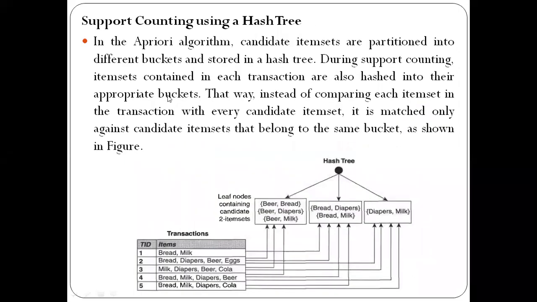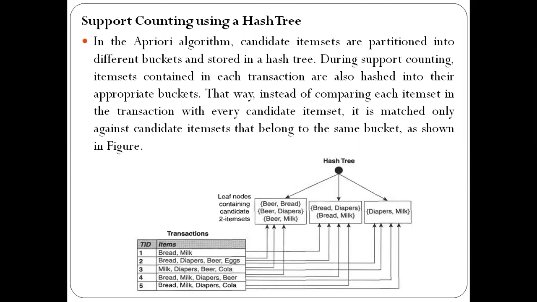And one more method is using the hash tree. A hash tree can be used here to find the support count of the candidates. Again, it is one of the effective methods. Compared to the method we have followed, where we compared each candidate with each of the transactions, which is computationally expensive, this hash tree is going to reduce the number of comparisons.